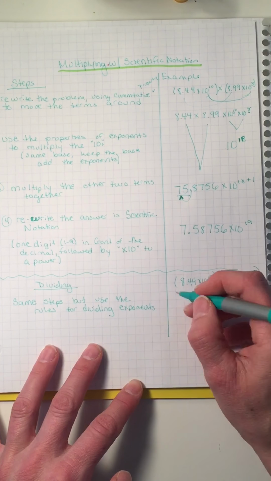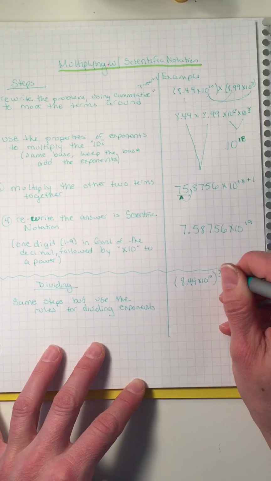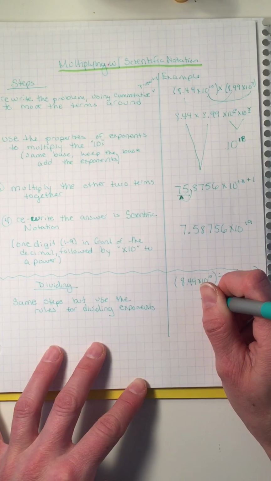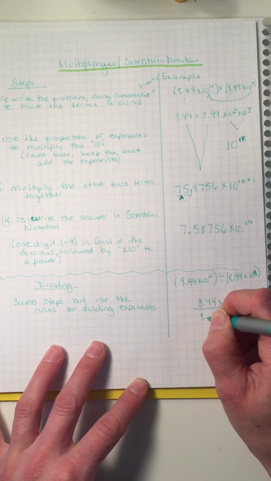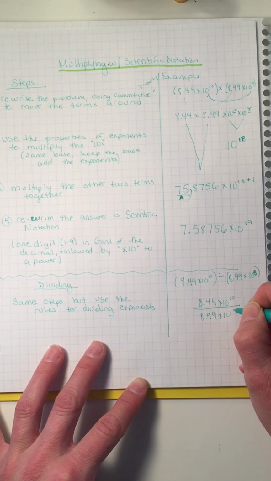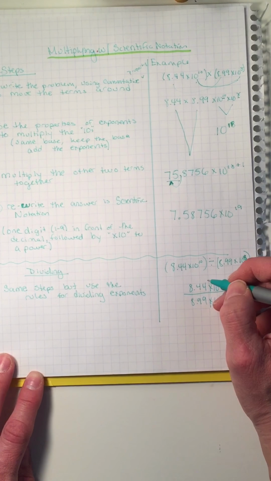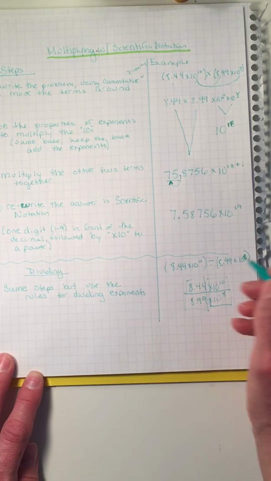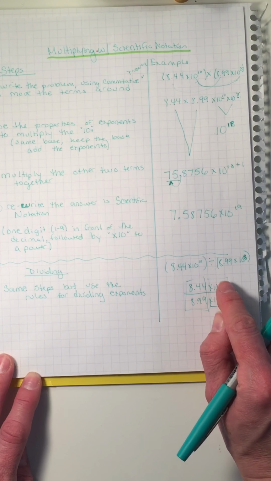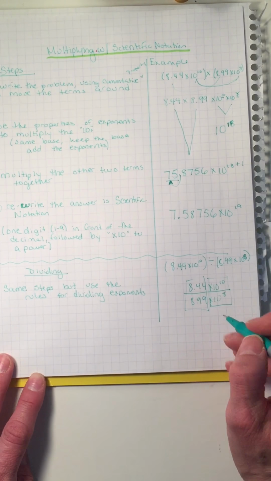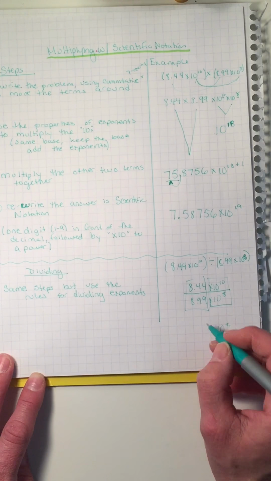Okay, so I'm going to rewrite this as a fraction because we know that this division sign is the same as a fraction. So whatever comes first goes on top. 8.44 times 10 to the 10th over 8.99 times 10 to the 8th. The rules for dividing, I can think of this as 2 separate problems now, right? So the rules for dividing with exponents, if it's the same base, I keep the base and I subtract the exponents. So keep the base, I have 10, subtract the exponents. 10 minus 8 is 2.